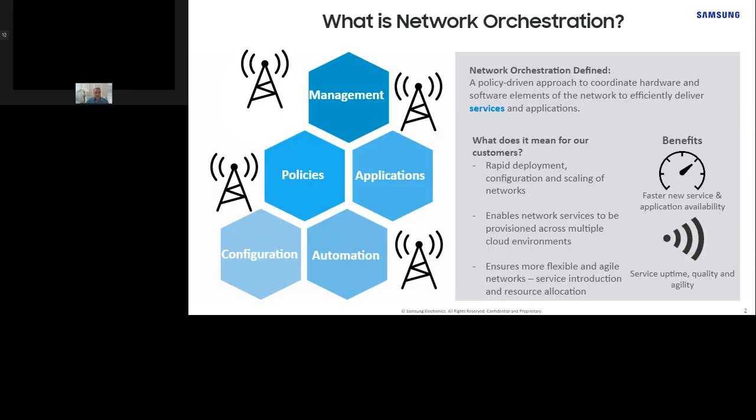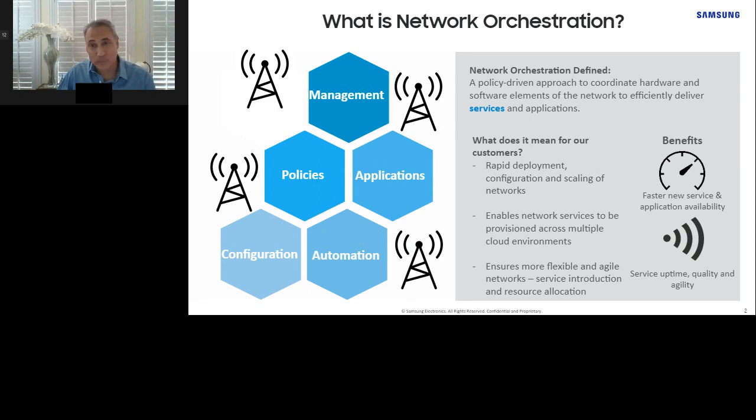So let's start by kind of defining what is network orchestration. So when you talk about deploying a 5G network or really any virtualized network, you come upon the concept of orchestrating the network, spinning up the functions that comprise a given network to produce a service that an operator is trying to produce. And there's several things that go into that concept.